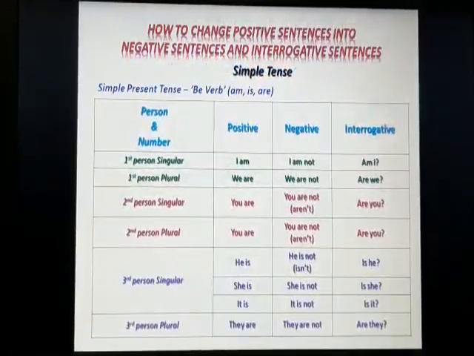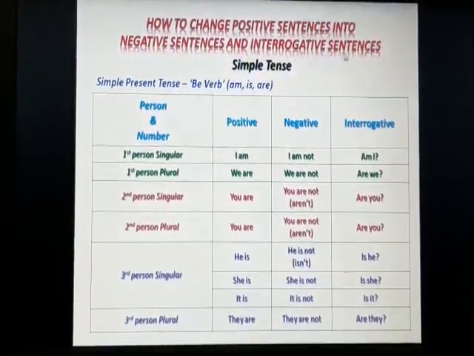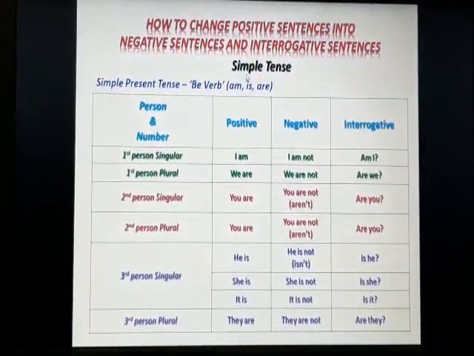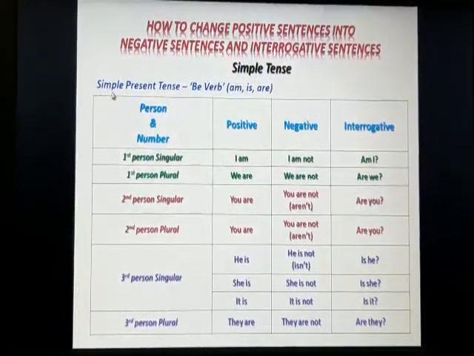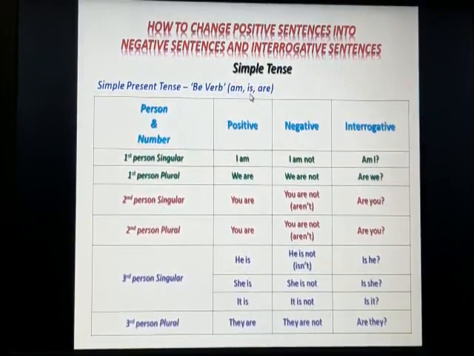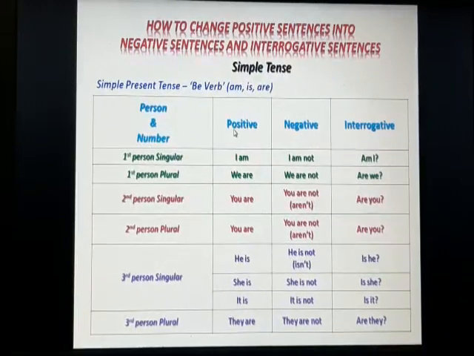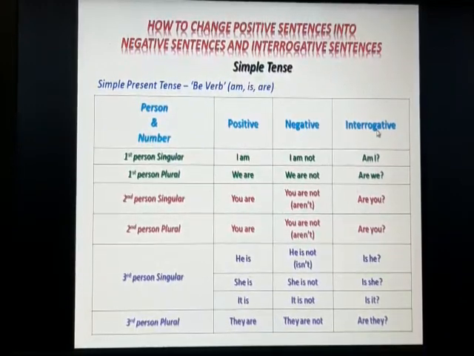Now let's see how to change positive sentences into negative sentences and interrogative sentences in the simple tense. Now in the simple present tense we use the be form of the verb, and in the present tense it is am, is, are. So I have the person and number here for you with the positive, negative and interrogative.